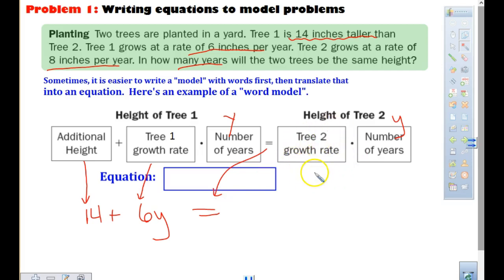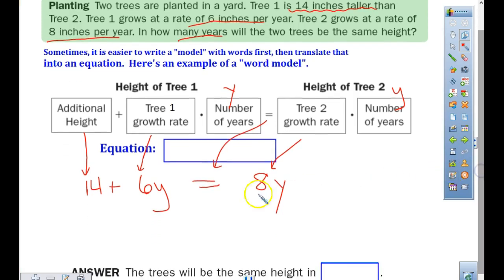Growth rate of tree 2. What do we know, Elizabeth? We know that tree 2 grows at a rate of 8 inches per year. So we are going to write 8y. So Elena, if I'm going to solve this one, what are you going to do? Think of our rectangles. We have 6y is a rectangle, 8y is rectangles, plus 14 little ones. I need all the rectangles on the same side. What would you do? Subtract 6y.